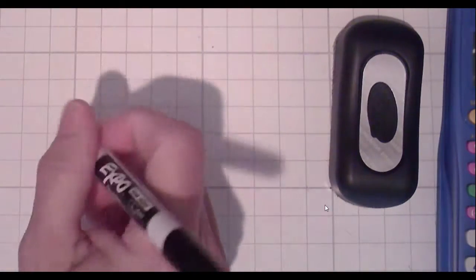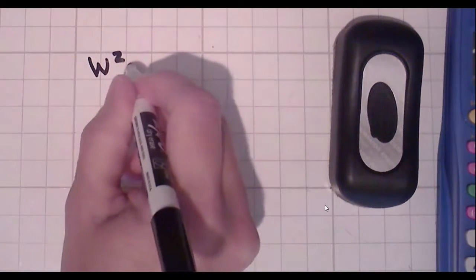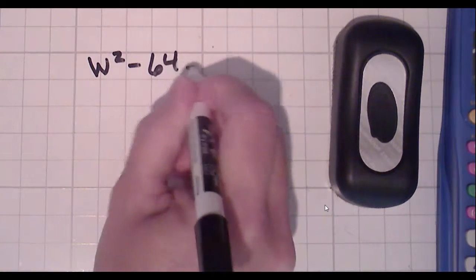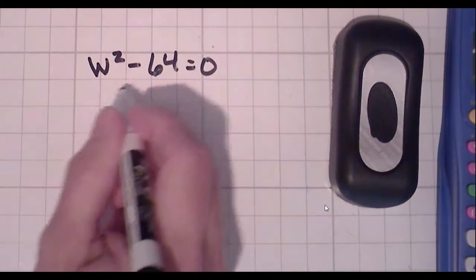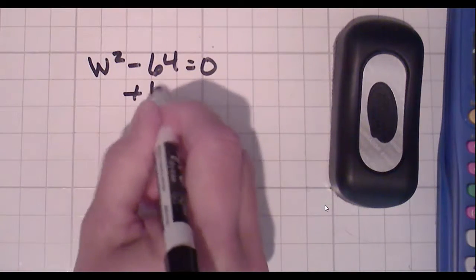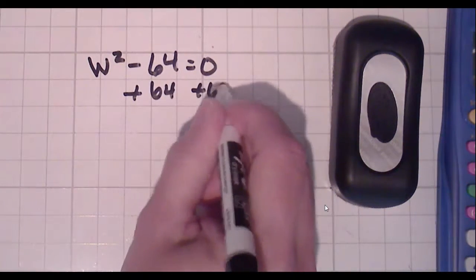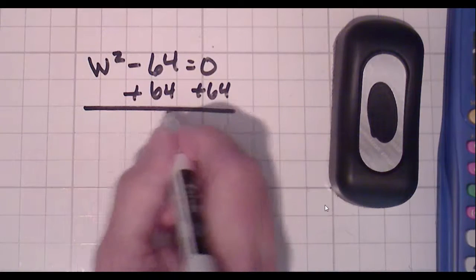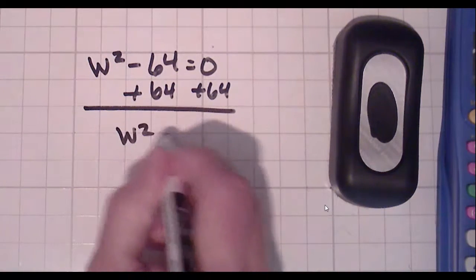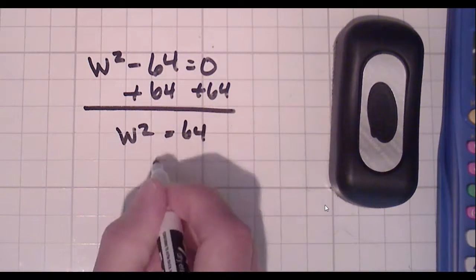Now they're not always going to be that easy. Sometimes you're going to get something that looks like this: w squared minus 64 equals 0. The first thing that you're going to want to do is move the 64 onto the other side. And again, you know how to solve a regular equation. You just add 64 to both sides and you get w squared equals 64.